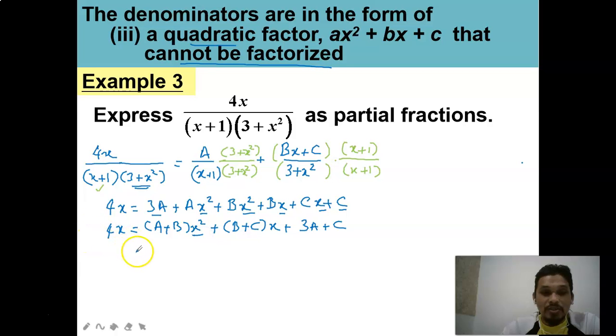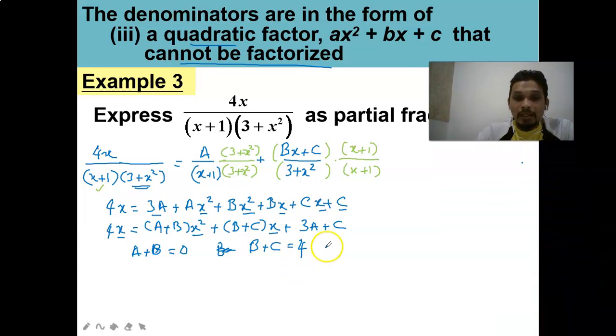Let's compare with this one here, 4x. The coefficient of x squared, there is no x squared here, so A plus B equals 0. The coefficient of x, so B plus C equals 4. And also 3A plus C. Do you find any constant here? No. So 3A plus C equals 0.